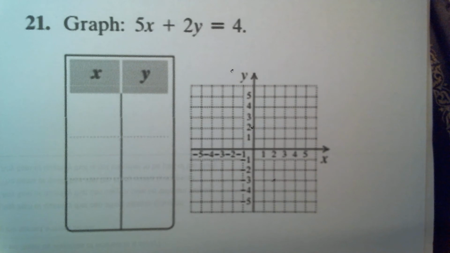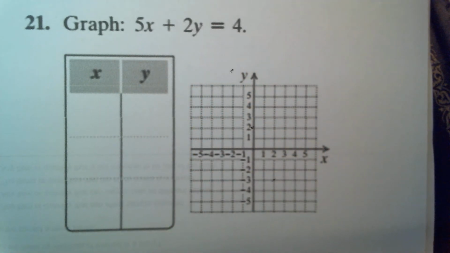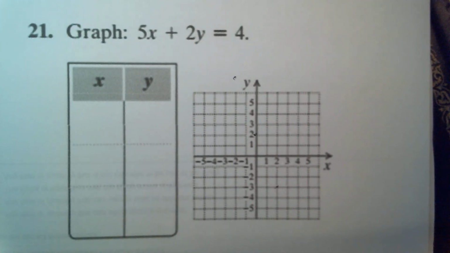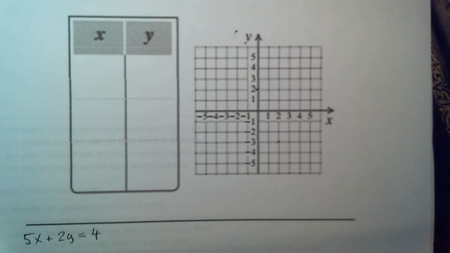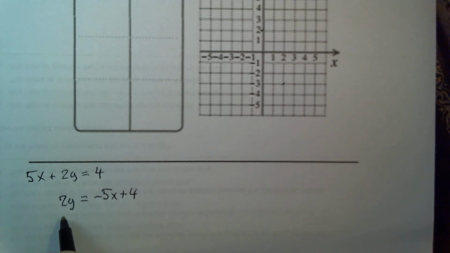Exercise number 21 asks us to graph the equation 5x plus 2y equals 4. So first of all, let's solve that equation for y. So we begin with 5x plus 2y equals 4. To isolate y, we subtract 5x on both sides, so we get 2y equals minus 5x plus 4. Then to isolate y, we divide both sides of the equation by 2.